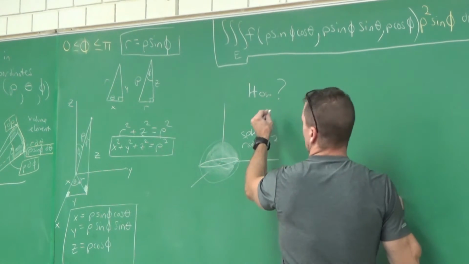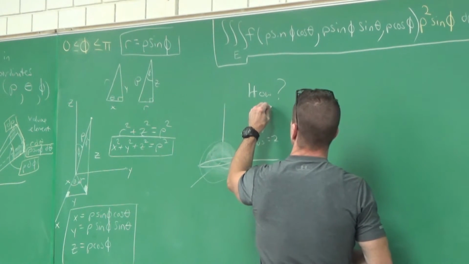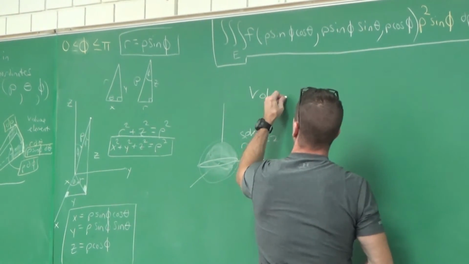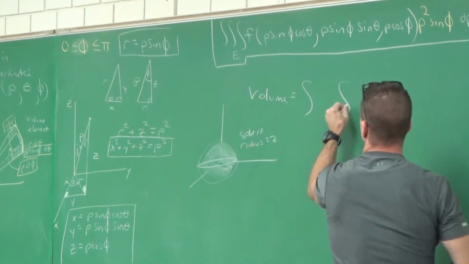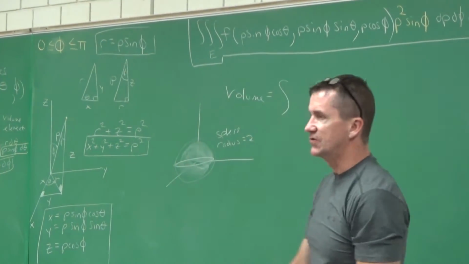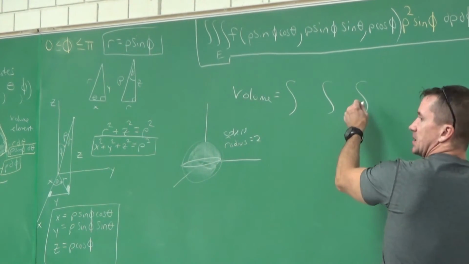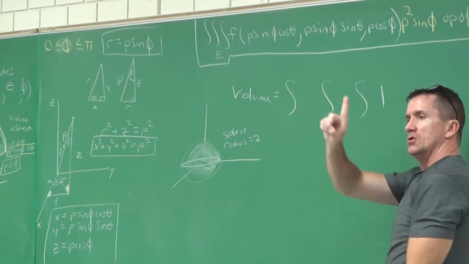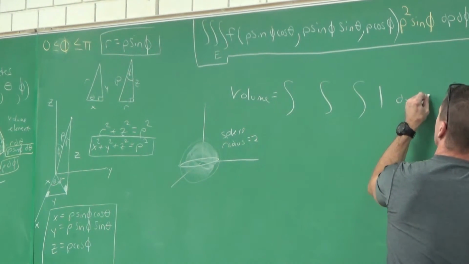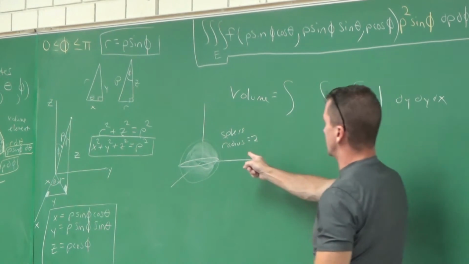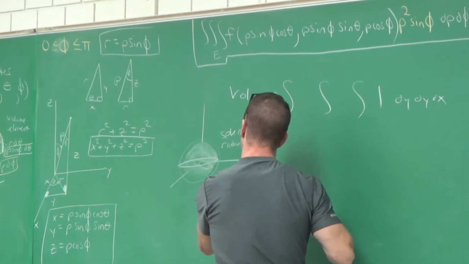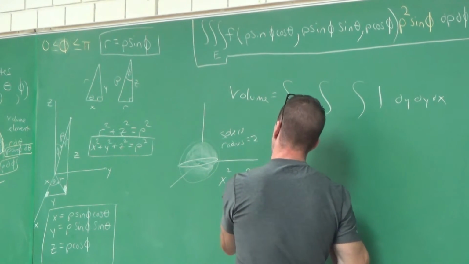So if I do Cartesian, what would the volume be? I'm doing this for a reason, so you see why spherical coordinates is helpful. Triple integral of what number gives me volume? Triple integral 1, dz, dy, dx. What's the equation of a sphere with radius 2? Oh, we were just talking about it. x squared plus y squared plus z squared equals 2 squared, which is what?